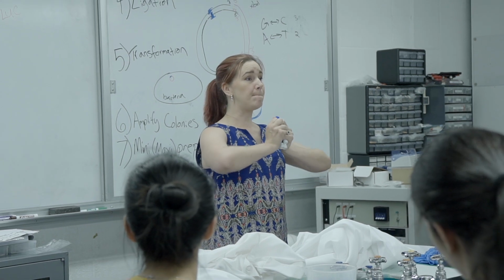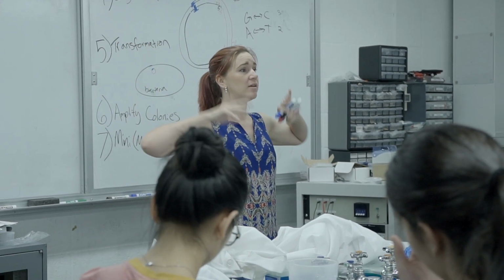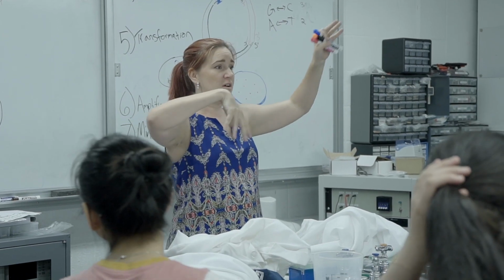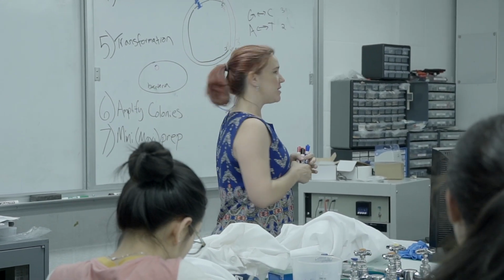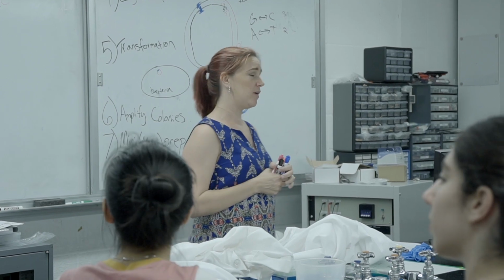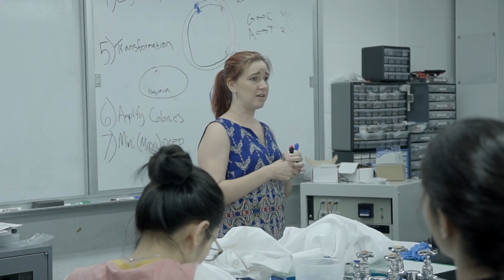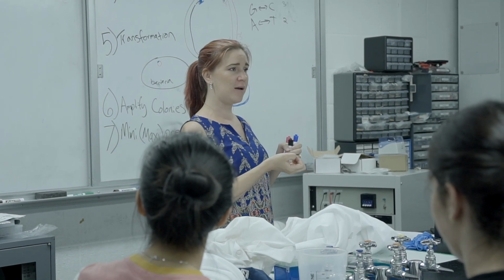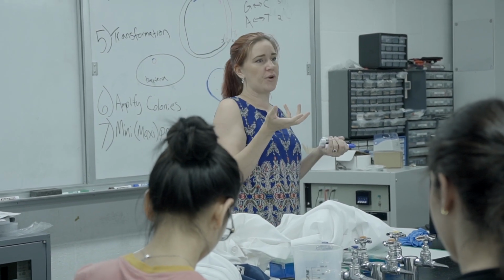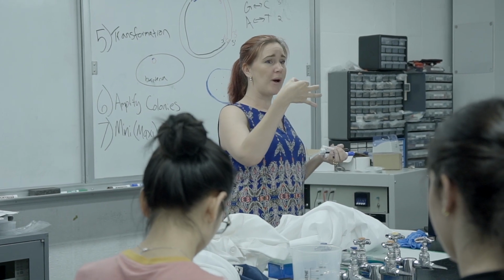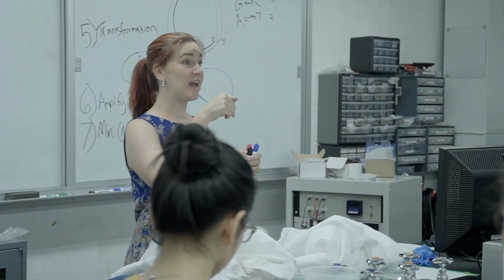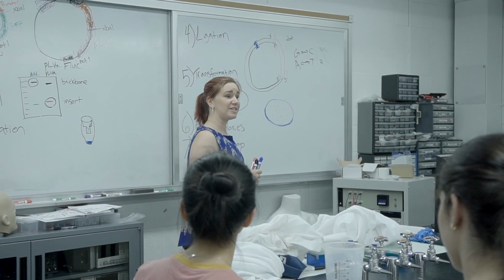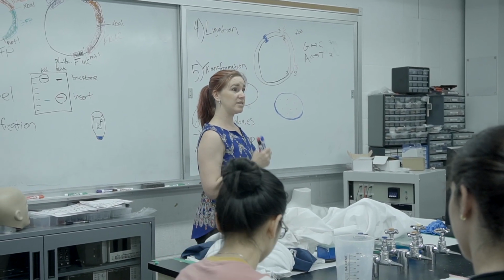So lysis is going to bust open all my bacteria, and I'm going to end up with all the proteins from the cell floating around, and everything that was inside the cell. And then I'm going to spin it really fast, and all the cell wall and the cell components will go to the bottom, and I'm going to have what's called supernatant, or soup. I'm going to have the soup on top, and that's going to have my DNA in it. So then how am I going to get my DNA out of the soup?